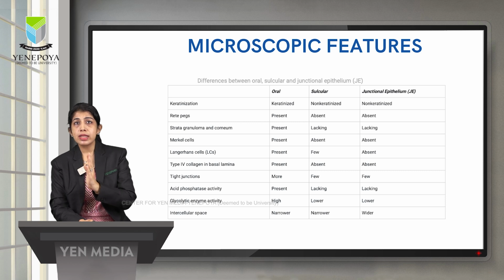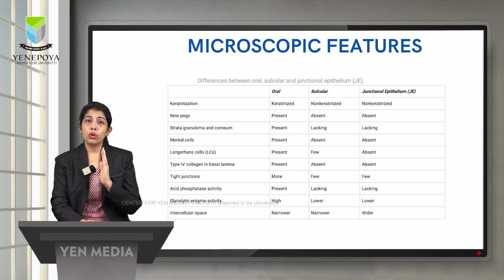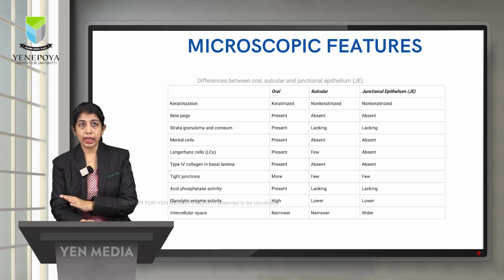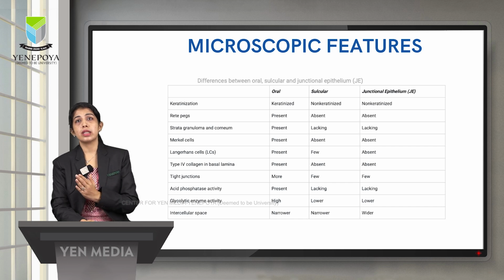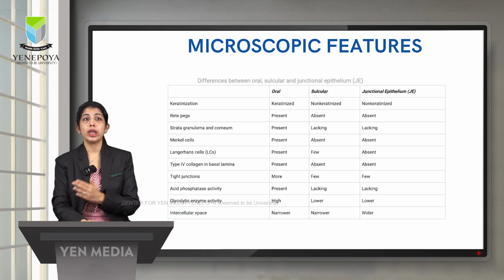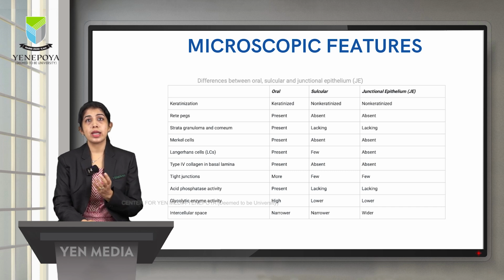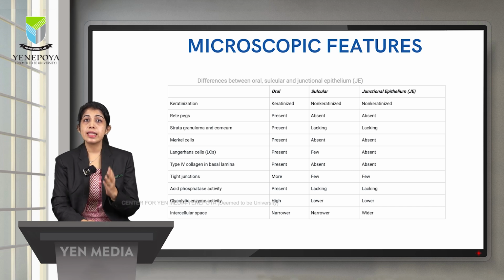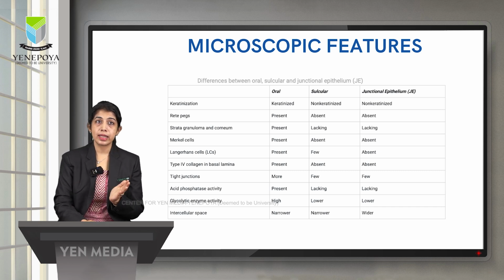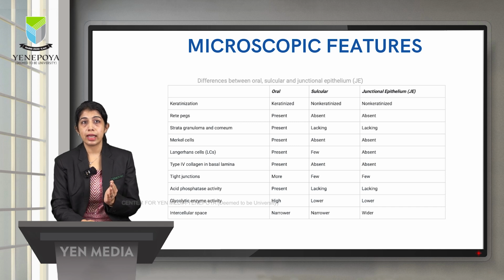Coming to the differences between all 3, only the oral or the outer epithelium is keratinized. Sulcular and junctional is non-keratinized. The rete pegs are present in the oral epithelium, whereas they are absent in the sulcular and junctional epithelium. Stratum granulosum and corneum are present in the oral, whereas they are absent in the sulcular and junctional epithelium. The defense cells are mainly present in the keratinized epithelium, like your Merkel cells and Langerhans cells, right?